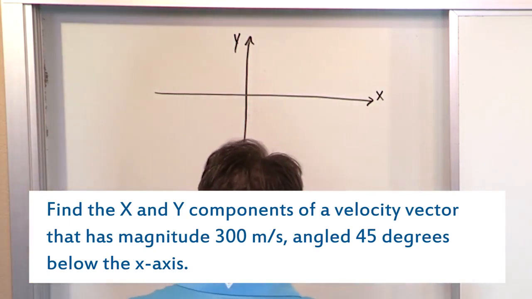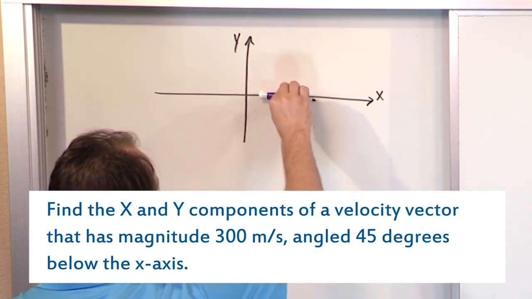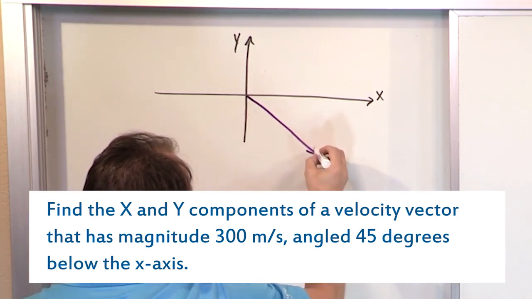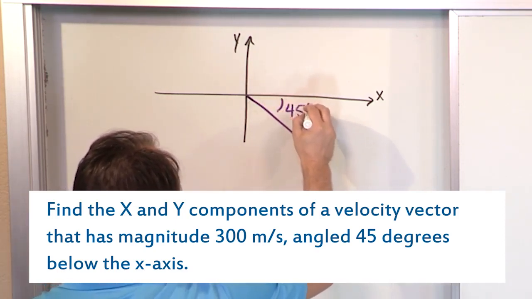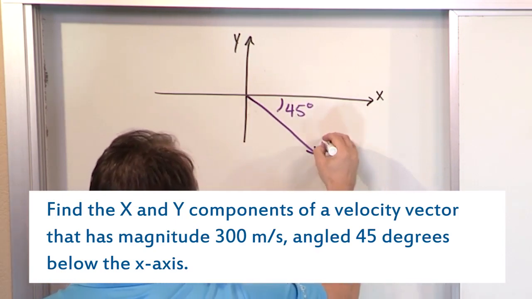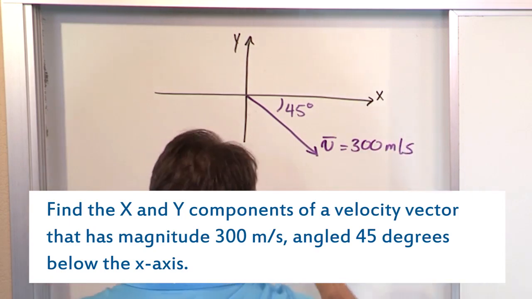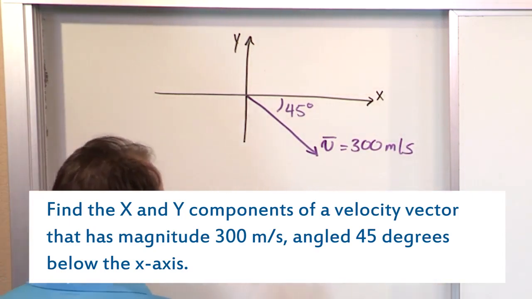So the vector is 45 degrees below the x-axis. So if here's the x-axis, below the x-axis is here. So 45 degrees, that's pretty close to it, like this. So this angle is 45 degrees below the x-axis, and then the vector itself has a magnitude of 300 meters per second.